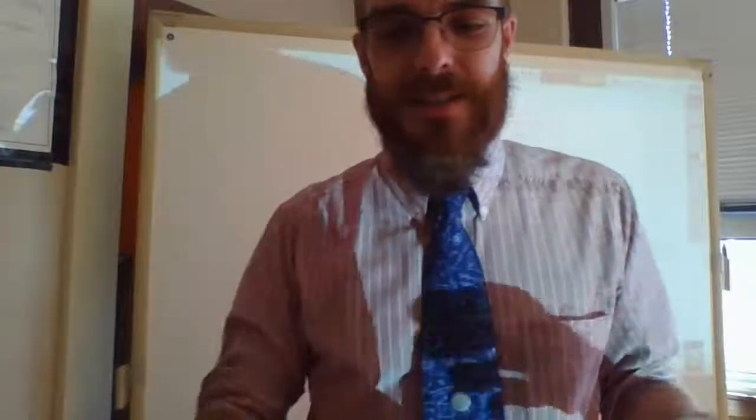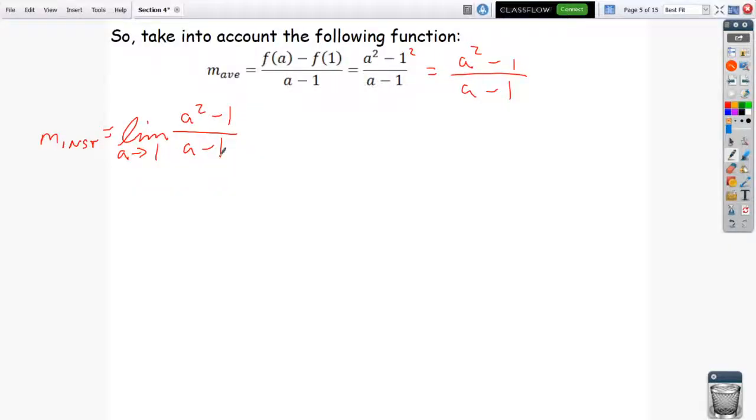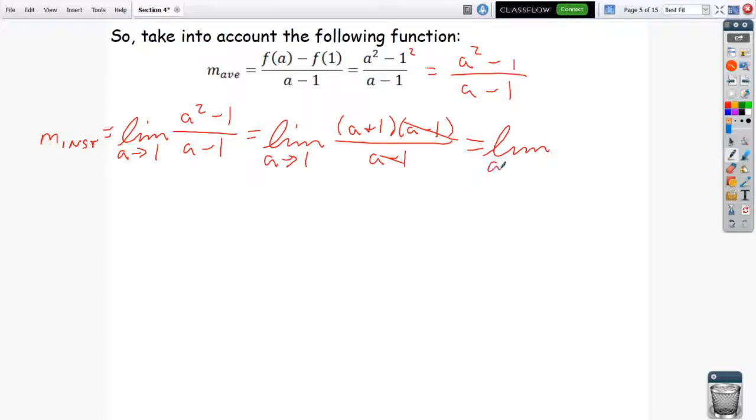We get 0 over 0, which is that indeterminate form. So we have to look for any sort of math that we can do. Direct substitution doesn't work. I keep my limit notation. Ooh, I see a squared minus 1. It is factorable. I can change that into a plus 1 times a minus 1, all over a minus 1. Those cancel, and I'm left with the limit as a approaches 1 of a plus 1.